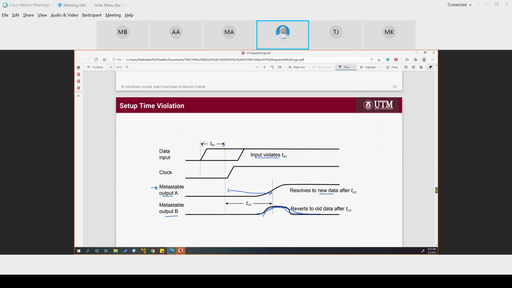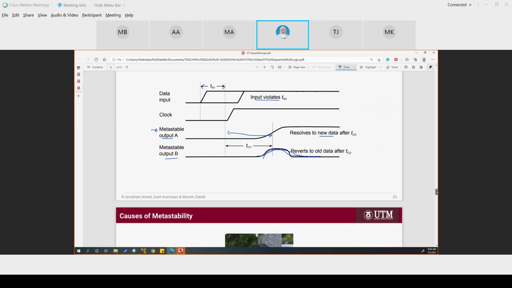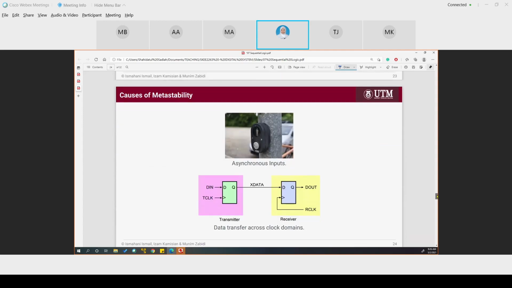So that is why we have to make sure the input data is not violating the setup time and hold time. It must be stable during that period, before and after the clock arrival. Alright. So what caused the metastability? What caused the metastability is because in the real world, our inputs are mostly asynchronous. Like this traffic light for pedestrian.